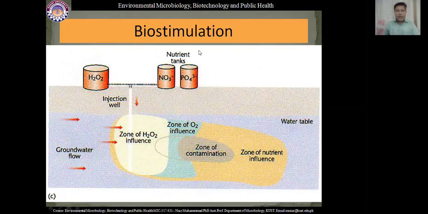Similarly, in biostimulation we are using nitrates, phosphates and hydrogen peroxide in the zone of O2 influence. So what will the zone of O2 influence do? It will reduce the zone of contaminant. The zone of nutrient influence increases the microbial population, and from the other side this zone will reduce. Now we can see that the concentration of pollutant is reduced. It is lesser now. It is negligible now.